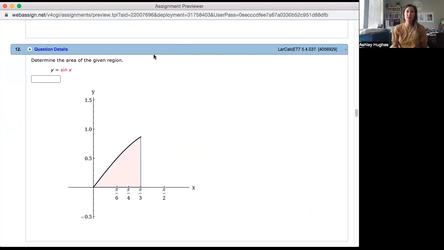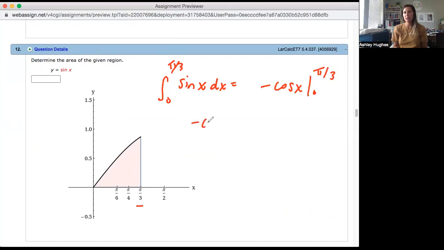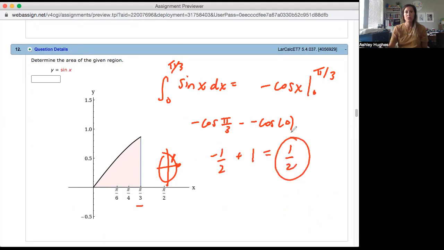Okay, this one, we're going to integrate from 0 to this number right here. The antiderivative of sine is negative cosine. And then the fundamental theorem says you plug in the top bound and then you subtract what you get when you plug in the bottom. So cosine of pi over 3 is up here. That's 1/2. Cosine of 0 is 1. So I get 1 minus 1/2, which is 1/2.